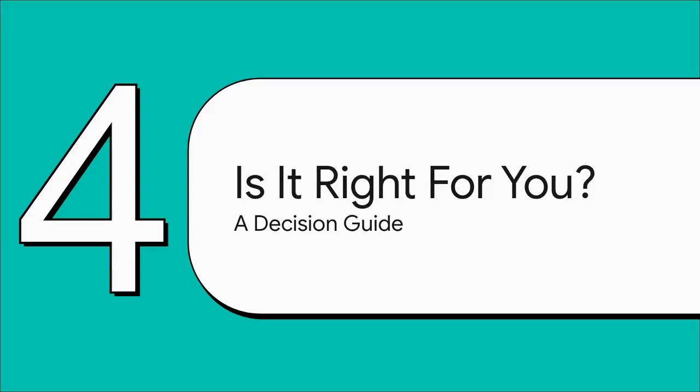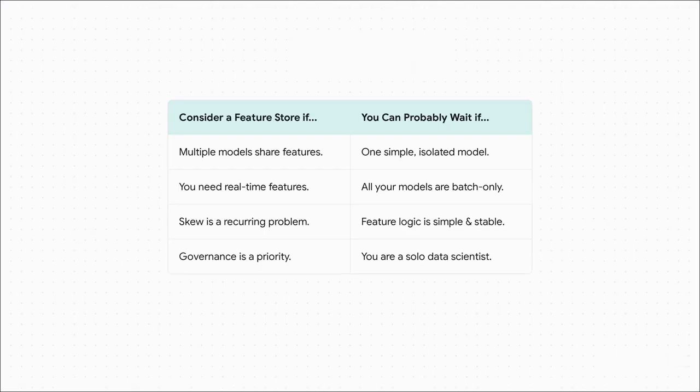Okay, so is a feature store the right move for you? It's a seriously powerful tool, but let's be real, it's not a one-size-fits-all solution. So let's quickly break down when it makes a ton of sense to invest in one, and when you can probably just wait. This table basically gives you a quick cheat sheet. If your world looks like the stuff on the left, like you have multiple teams and models that all need the same features, or you're constantly fighting that training serving skew, then a feature store is going to be a total game changer for you. But if you're more on the right side, maybe you're a solo data scientist working on a single project, the overhead might not be worth it just yet. It's all about matching the tool to the scale of your problem.